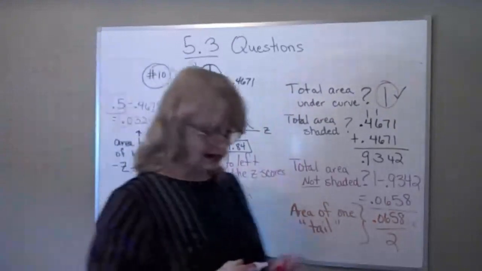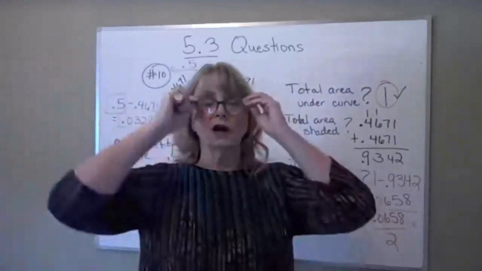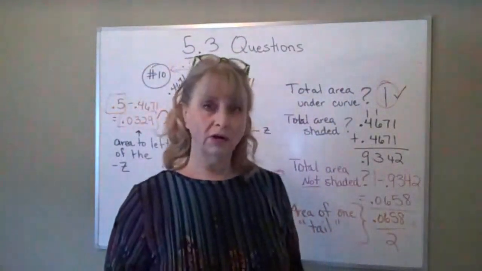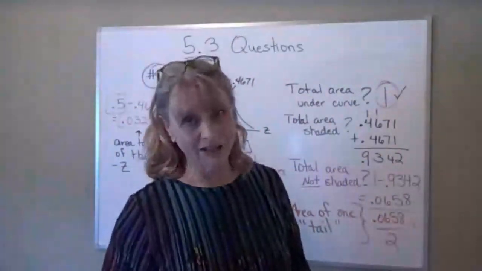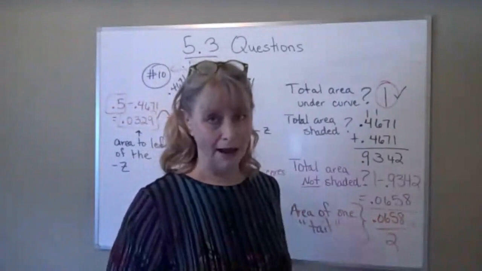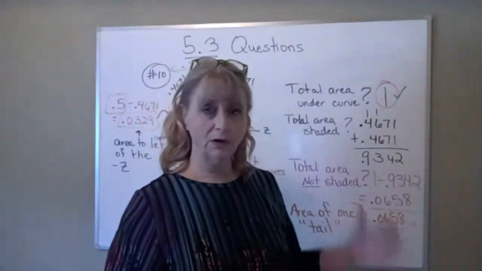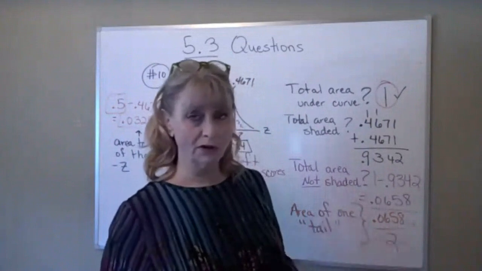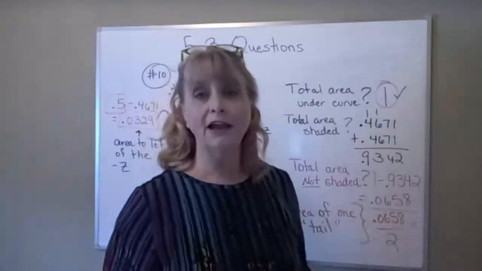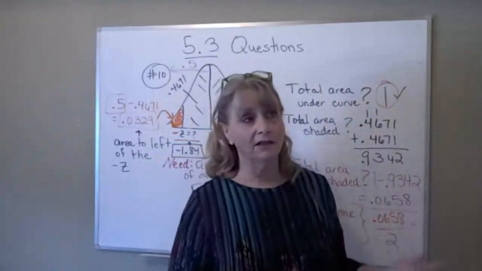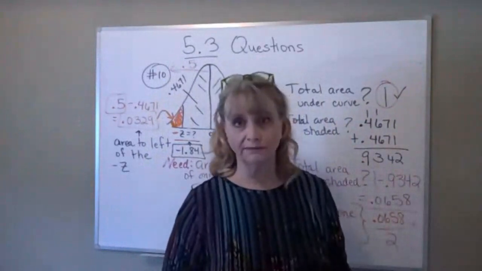In order to use the z-table, you either have to know a z-score to use it forwards, or you have to know the area to the left of a z-score to use it backwards. So we're using the table in two different ways. If we know a z-score, we can use it forwards and find the area to the left. If we know the area to the left, we can use it backwards and find the closest z-score.